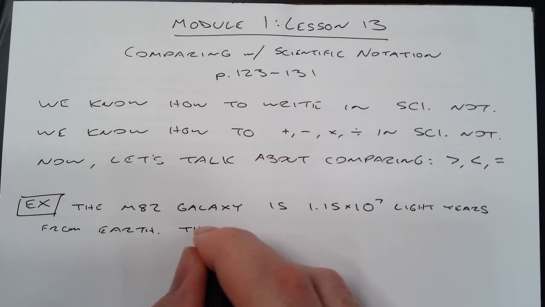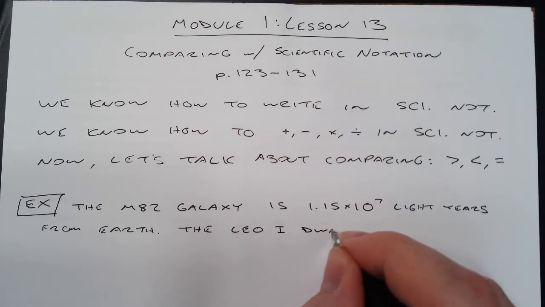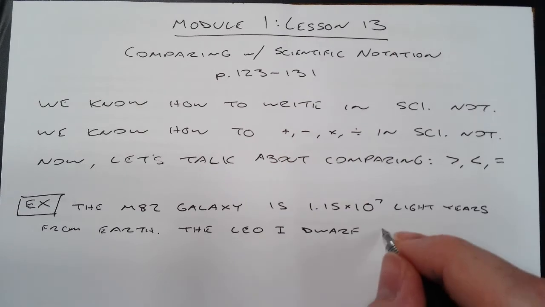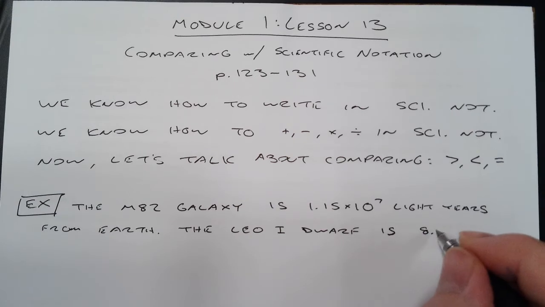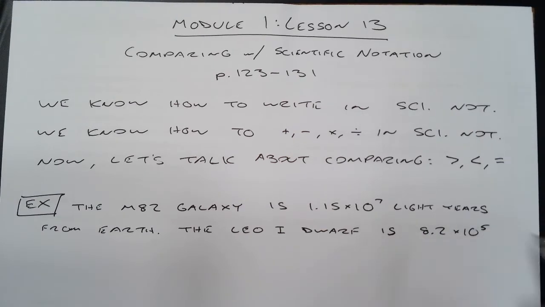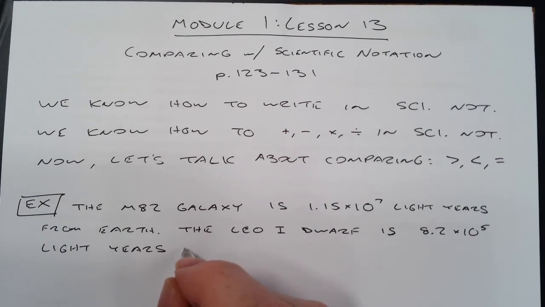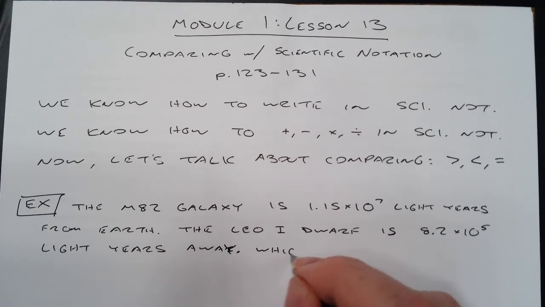The Leo 1 dwarf, Leo Roman numeral 1 dwarf, probably should have looked it up. I'm guessing it's a dwarf star, but not sure. The Leo 1 dwarf is 8.2 times 10 to the 5th light years away from Earth, which is also pretty far. But the question is, which one is closer?